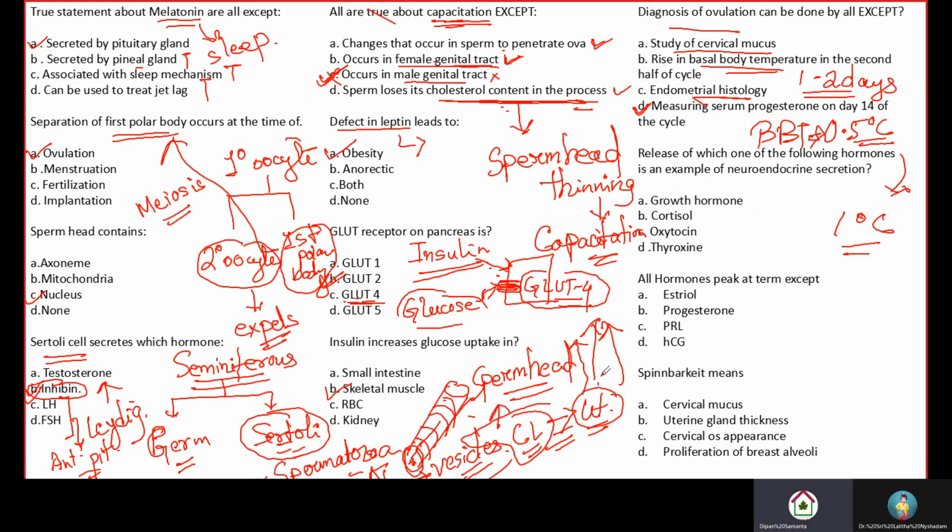Okay, next question. Release of which one of the following hormones is an example of neuroendocrine secretion?